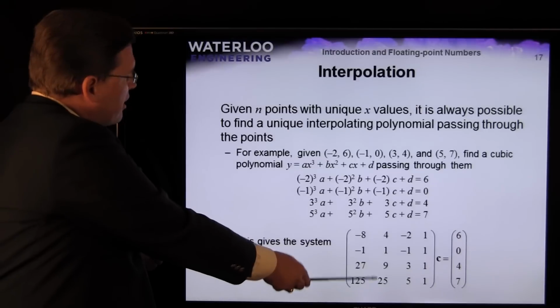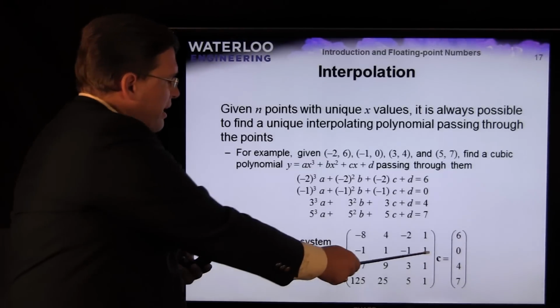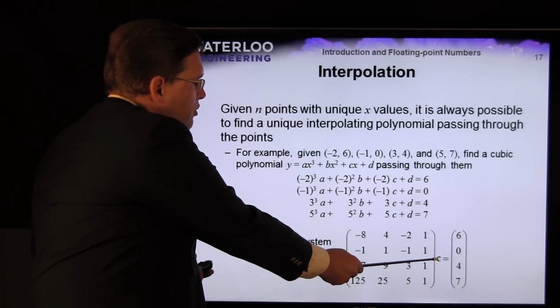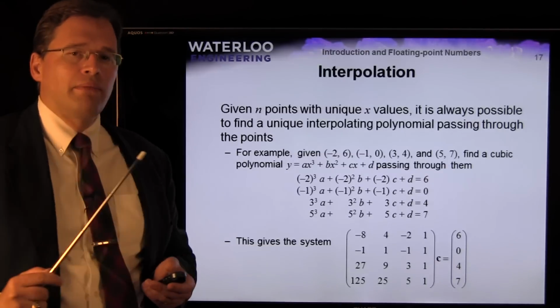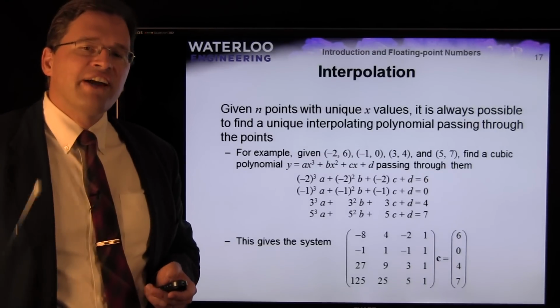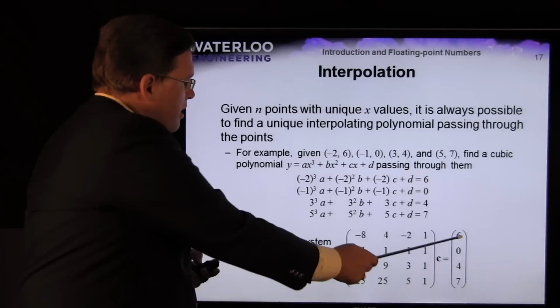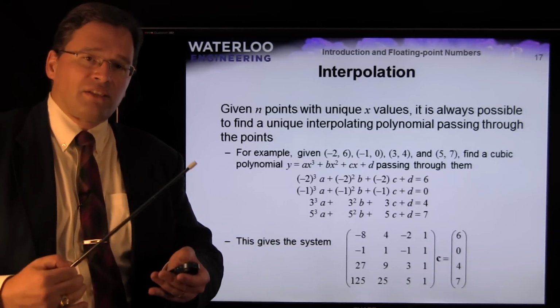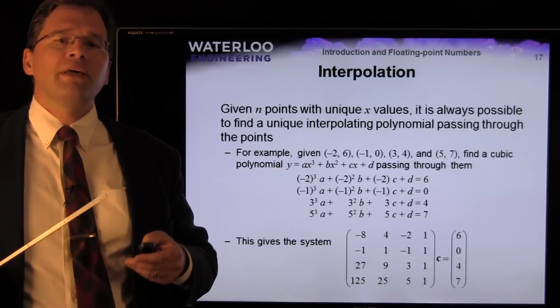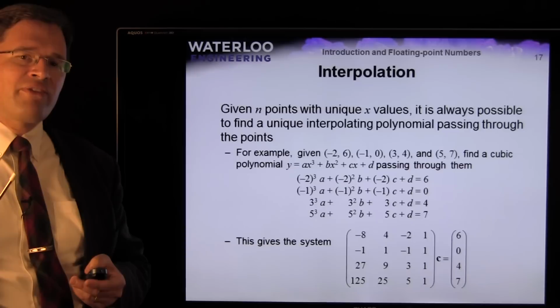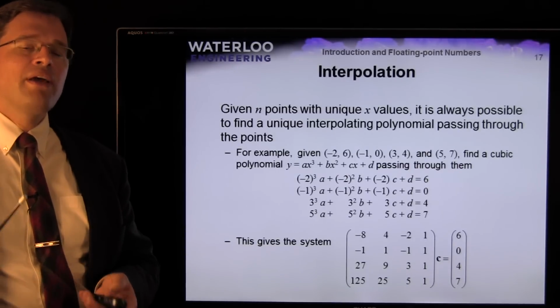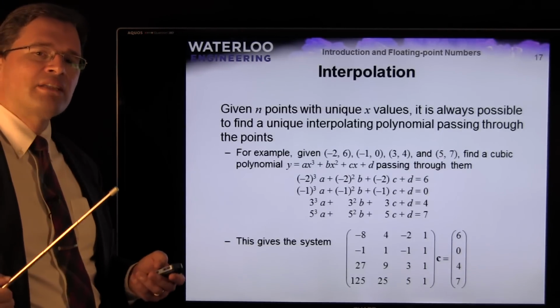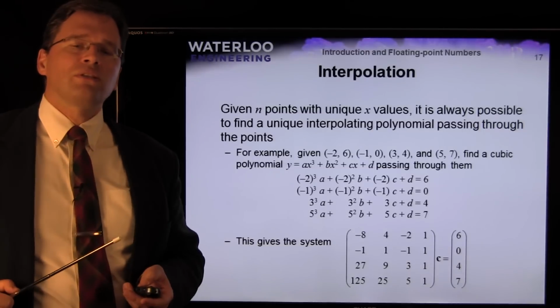Essentially, it's this system here once we evaluate everything out, and we have a vector of unknown coefficients. That's what we're trying to solve for, a vector of unknown coefficients. The first entry will be the coefficient of the highest polynomial term, x cubed. The next entry of the vector is the coefficient of x squared. The third is the coefficient of x, and the fourth is the constant coefficient.